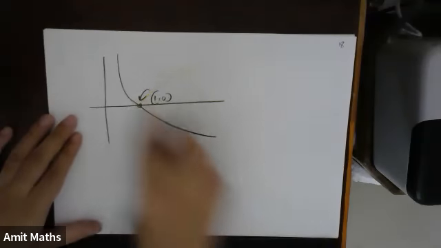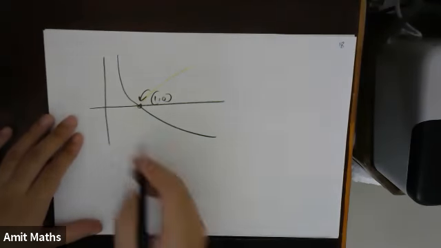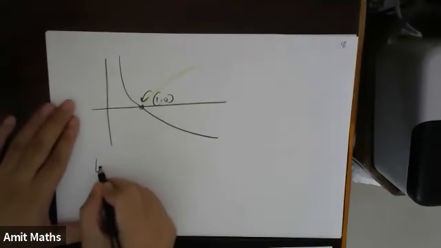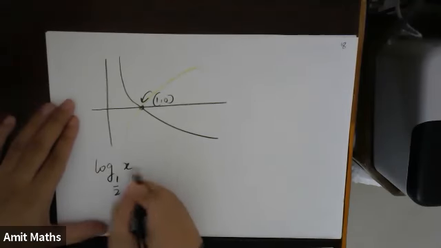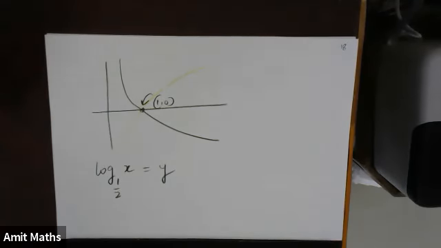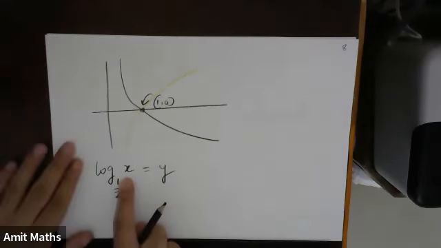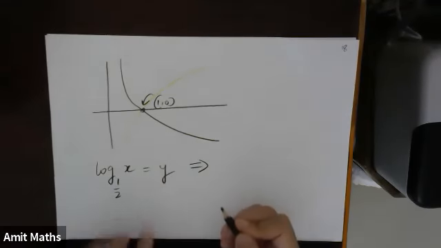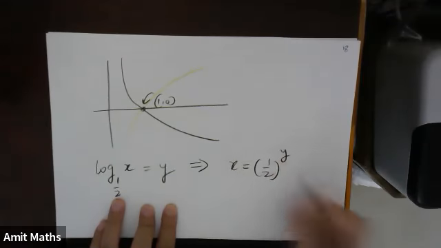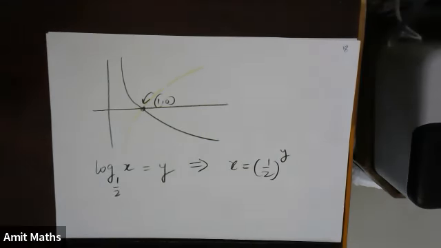Now I will explain why this curve is something like this, or how you can remember it. Suppose you have log base 1/2 of x is equal to y. Now see, one more thing, this log I can also write as x is equal to (1/2) to the power y, right? This I can write like this, right?